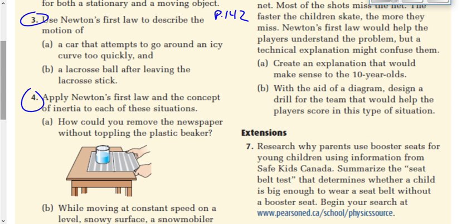Okay, let's take a look at question number 3 here and number 4 as well. Number 3 says, use Newton's first law to describe the motion of a car that attempts to go around an icy curve too quickly.